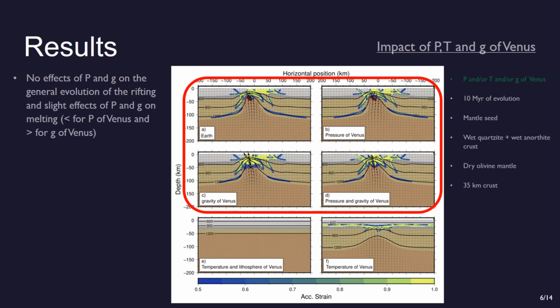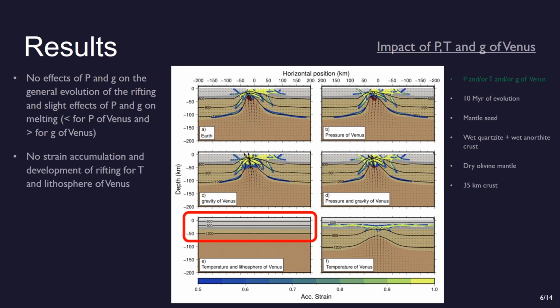But next, if you actually use the surface temperature of Venus, there is no strain accumulation at all. Nothing happens. It's way too hot for any kind of brittle deformation in our models. And this is, of course, not what we know is happening, because we've seen these kinds of rift structures on the surface. So our models are possibly missing something.